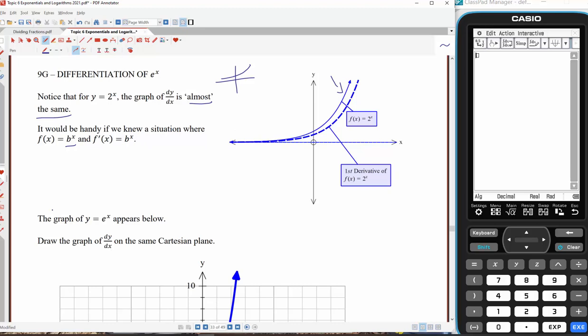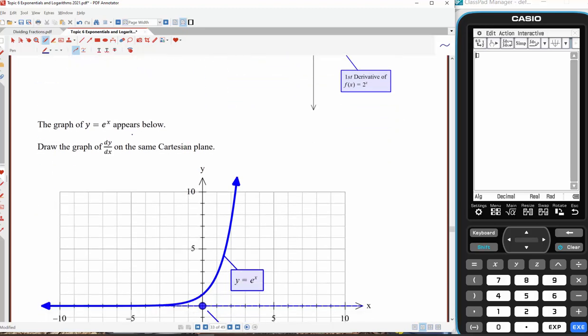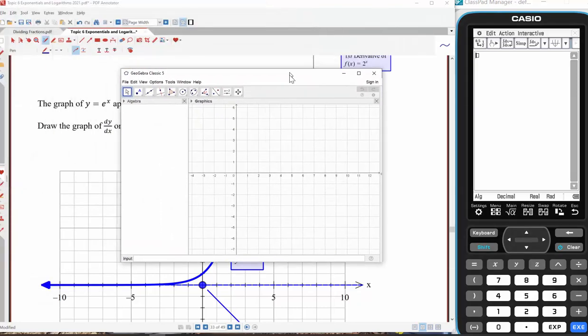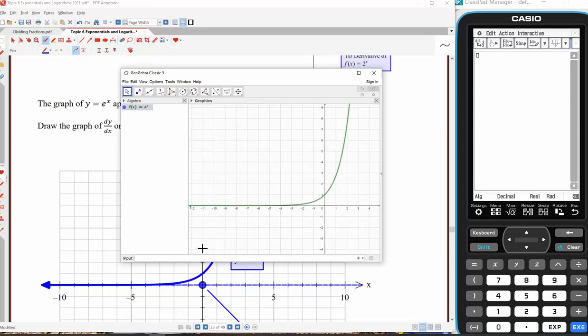So here we go, just so happens we've got the graph of e to the x appearing below, and I've asked you to draw dy dx on the same Cartesian plane. I wonder what it looks like. So I've got GeoGebra here, and I'm going to graph e to the x. There it is there. And I'm going to go f dash, and what f dash will do is just print the derivative of f. Ooh, so it's red. And hopefully you note that the derivative is exactly the same.